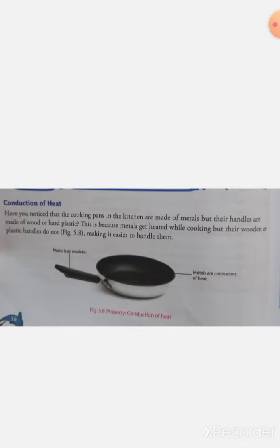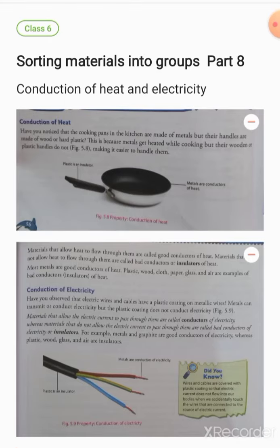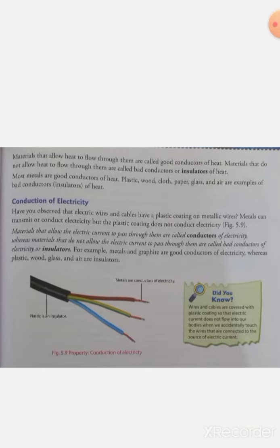Fine. So the next line says that materials that allow heat to pass through them are called good conductors of heat, and materials that do not allow heat to flow through them are called bad conductors or insulators of heat. So most metals are good conductors of heat, but plastic, wood, cloth, paper, glass and air are examples of bad conductors or insulators of heat.